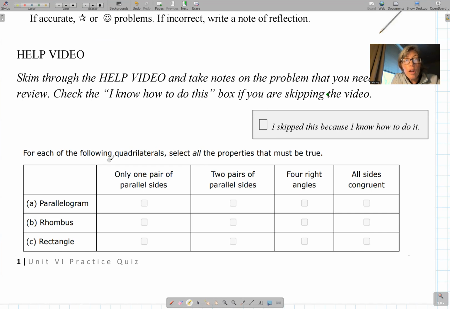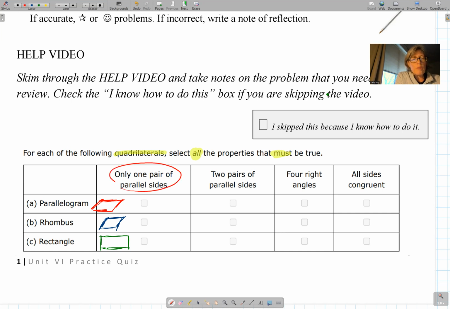It says for each of the following quadrilaterals, select all the properties that must be true. The easiest way to do this is to actually draw these out so it's easy to spot. So I have a parallelogram. I have a rhombus, which is a parallelogram with equal sides, and we have a rectangle. Now, once you have a little sketch of each, it's pretty easy to answer these questions.